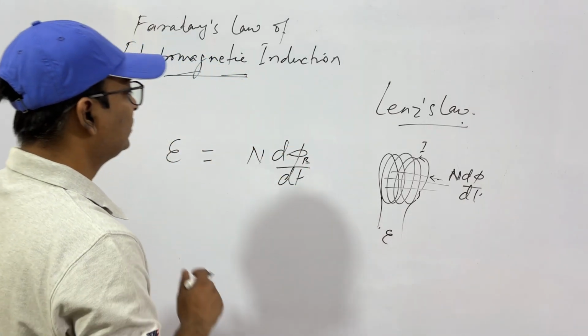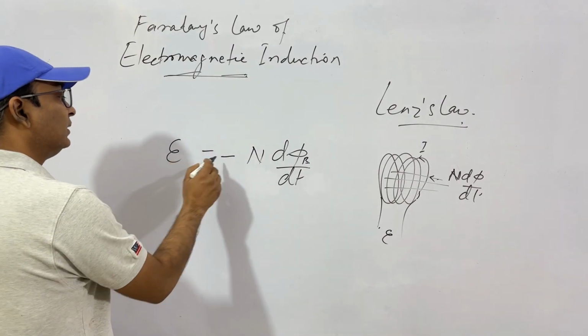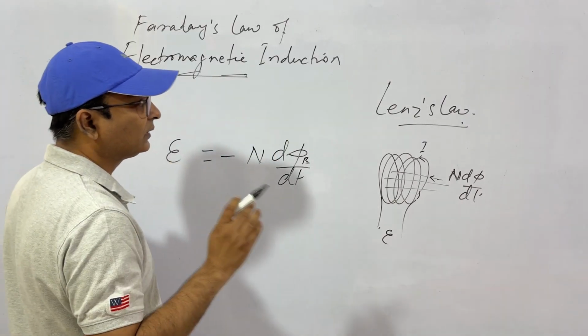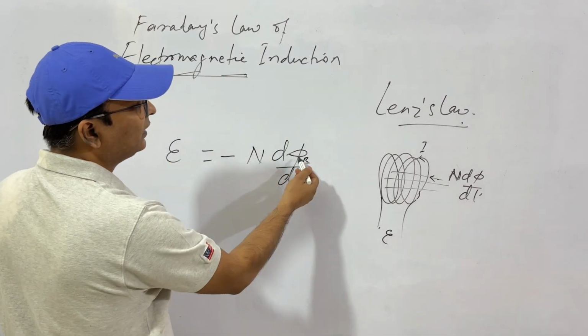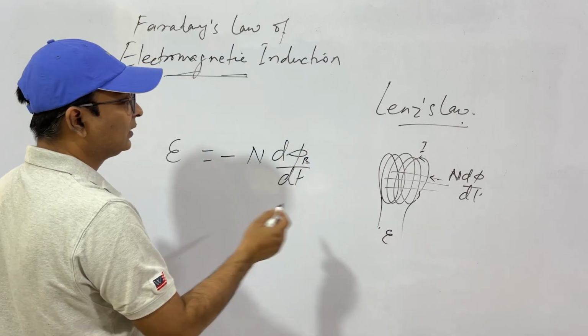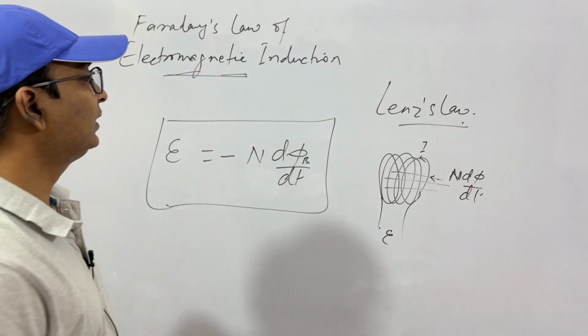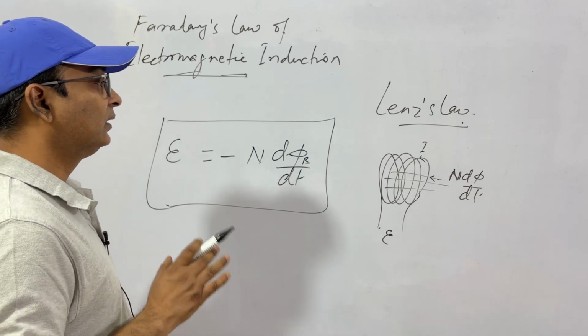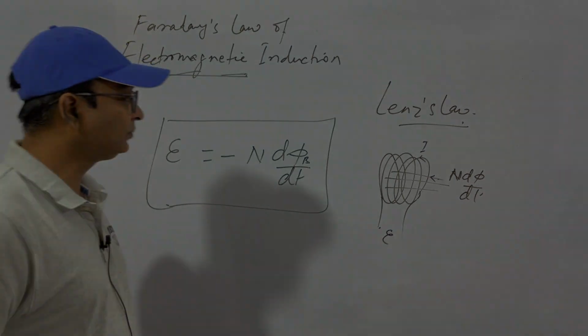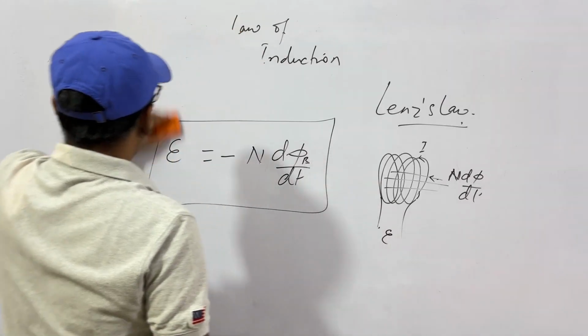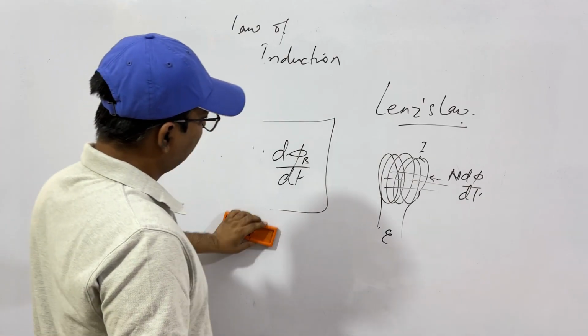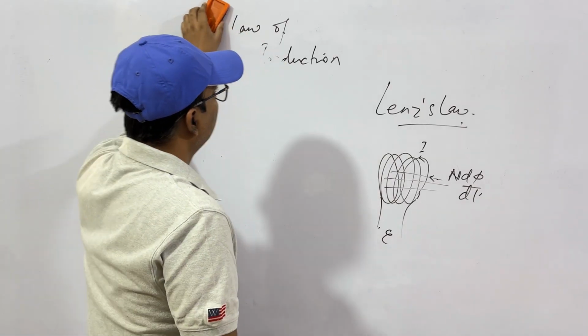So if you now remove the modulus, the magnitude sign, it comes to this. This negative sign is due to Lenz's law, which states that this opposes the field or flux that is producing it. So this is the combined expression for Faraday's law and Lenz's law. This you should learn by heart. Now let's understand the concept of motional electromotive force.